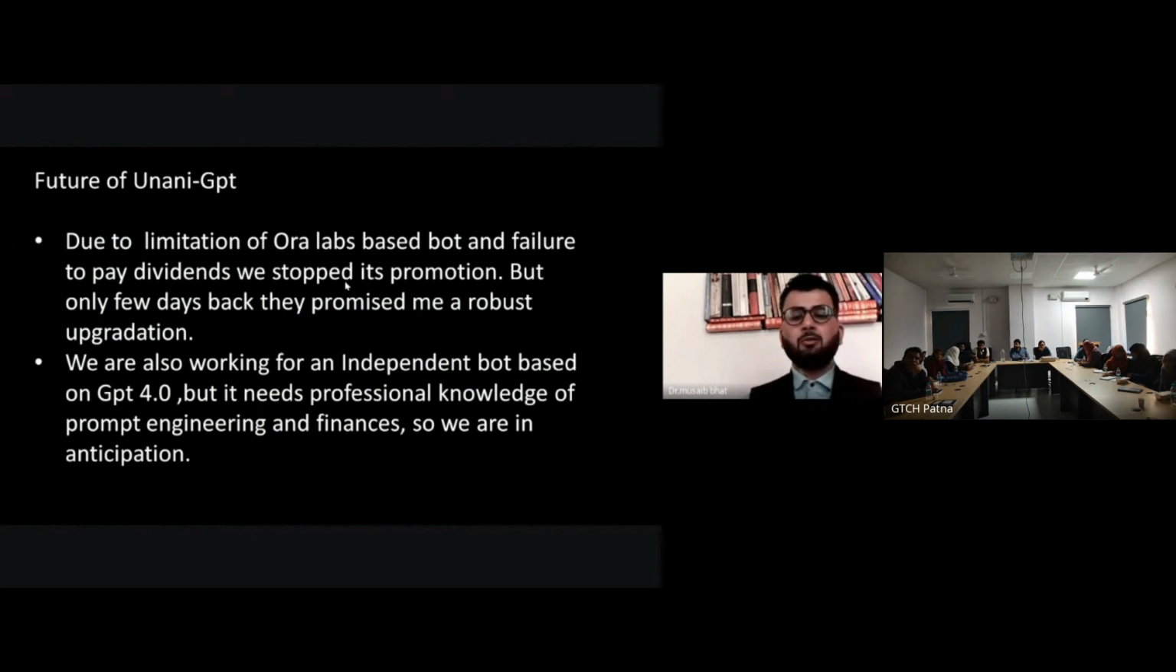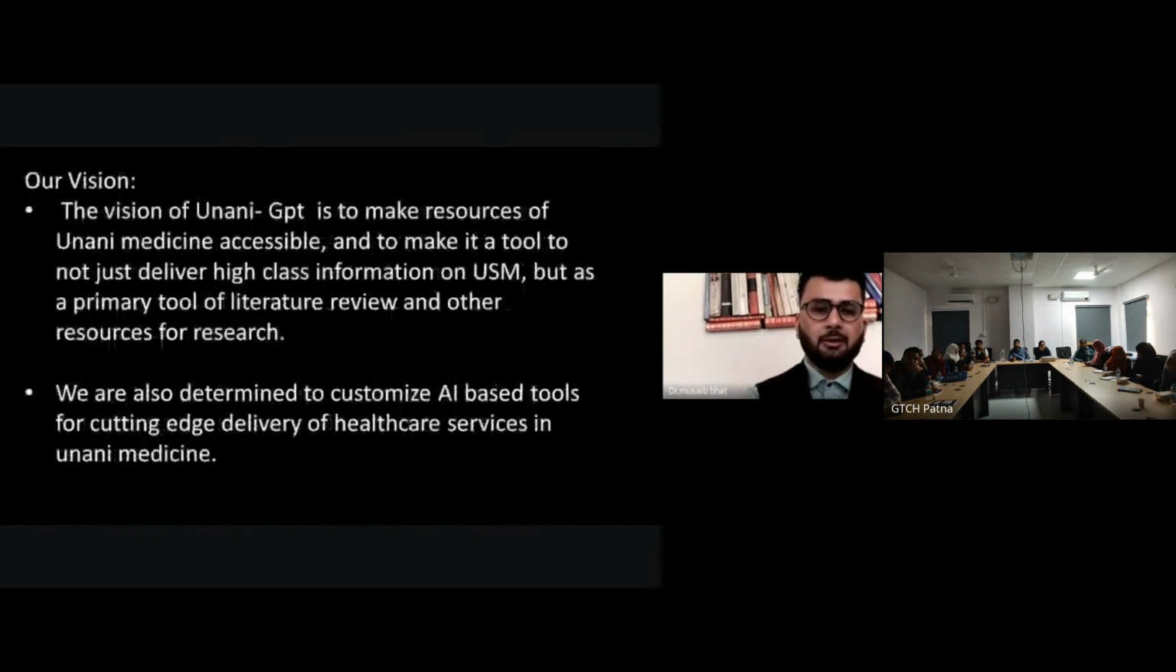So we are also working on an independent bot, because this one was a third party. Aura Labs is a third party. We're actually trying to develop an independent bot based on ChatGPT, where we will use professional prompt engineers, but we are short of finances right now. So we are in anticipation, maybe in future we will try to develop that.